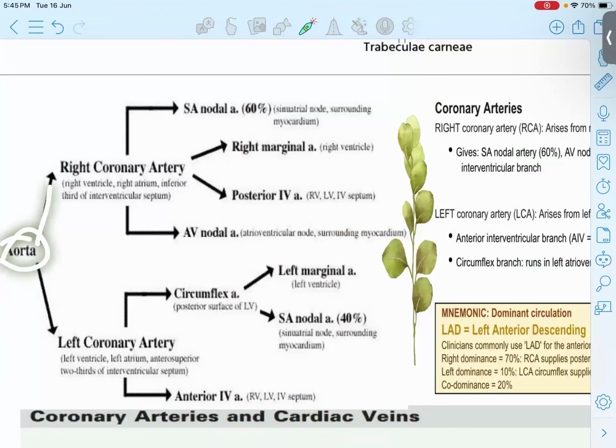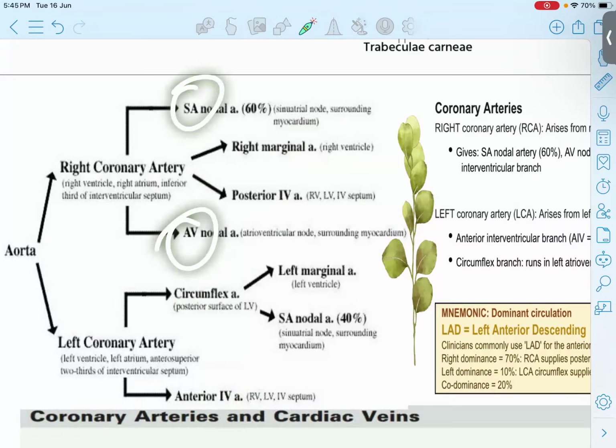Okay, aorta will give... right. I have already shown you on the image the right coronary artery and left coronary artery. The right coronary artery gives the right marginal branch along the margin and the posterior interventricular branch. And the left coronary artery gives the circumflex and anterior interventricular branch. And there are another two branches, SA nodal and AV nodal.